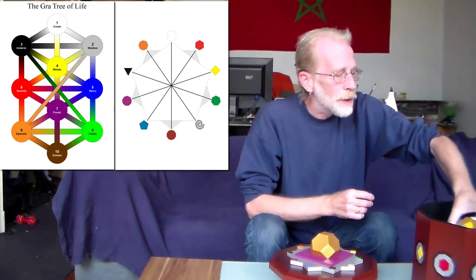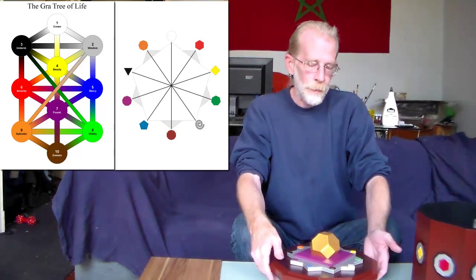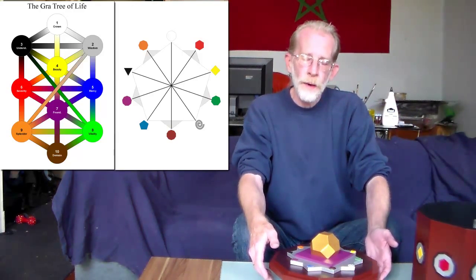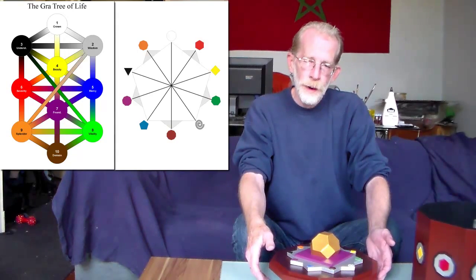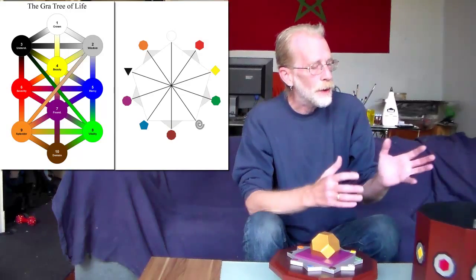So in a sense, the pattern on the box is a key to understanding the relationships of the Sephirot in the Gra tree and their function in the mechanism.